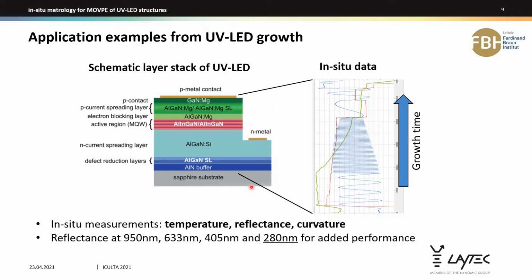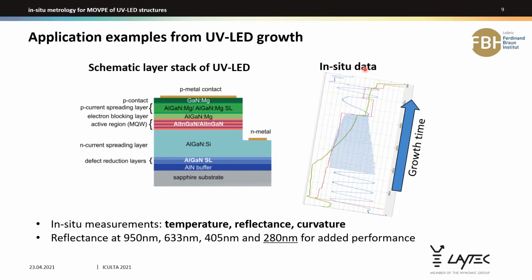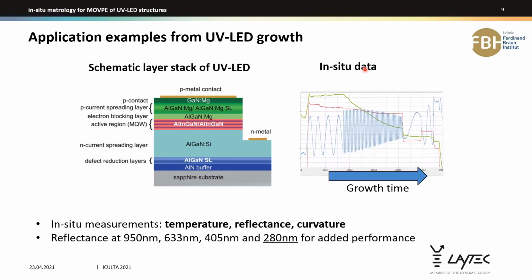As already mentioned, the primary measurements are the temperature, the reflectance, and the curvature. Reflectance is measured at 4 wavelengths: at 950 nanometer, that is infrared, at 633 nanometer, that is red, at 405 nanometer, which is a blue wavelength, and at 280 nanometer in the UV. The data are shown here as an example. The growth time is vertical. Normally we like to look at the data rather this way, with having the growth time horizontally.